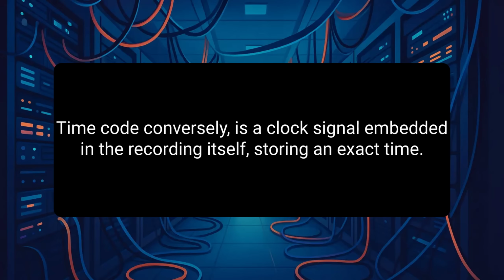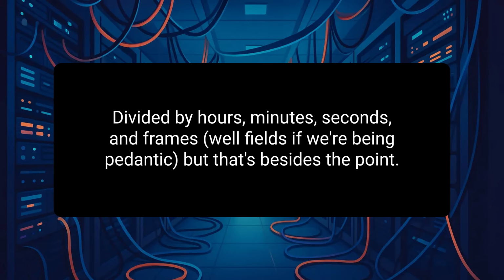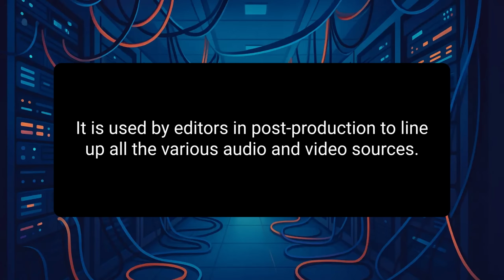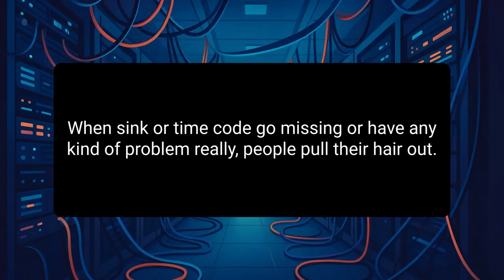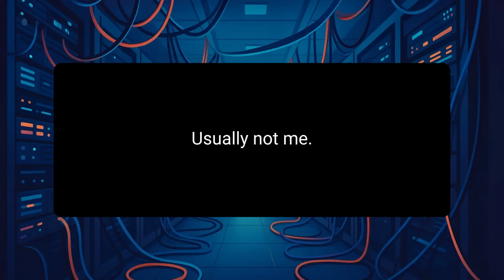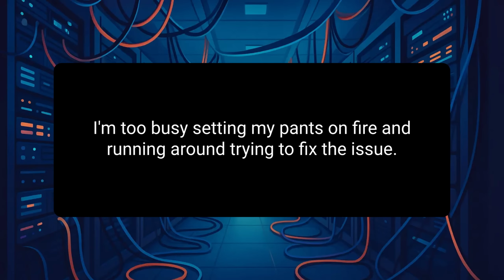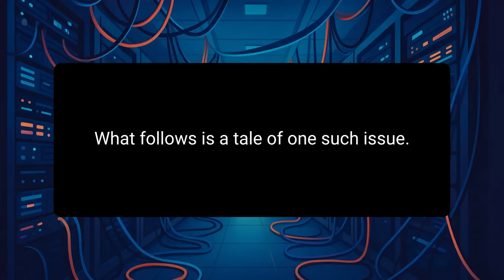Timecode, conversely, is a clock signal embedded in the recording itself, storing an exact time, divided by hours, minutes, seconds, and frames. Well, fields if we're being pedantic, but that's beside the point. It is used by editors in post-production to line up all the various audio and video sources, a modern substitute for the classic slate clap, which is still used as a backup by most large productions. When sync or timecode go missing, or have any kind of problem really, people pull their hair out. Usually not me. I'm too busy setting my pants on fire and running around trying to fix the issue. What follows is a tale of one such issue.